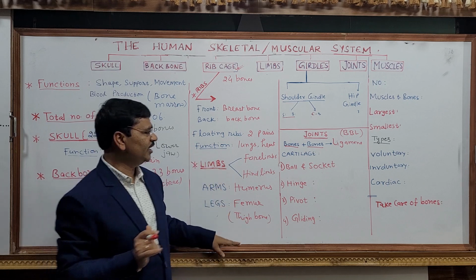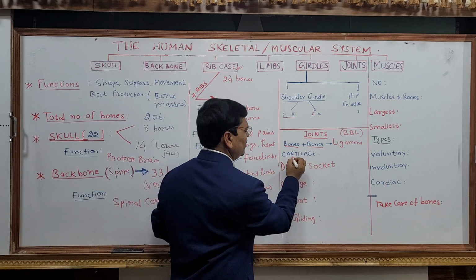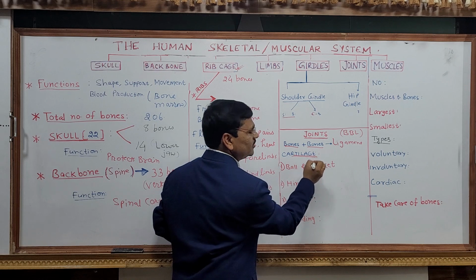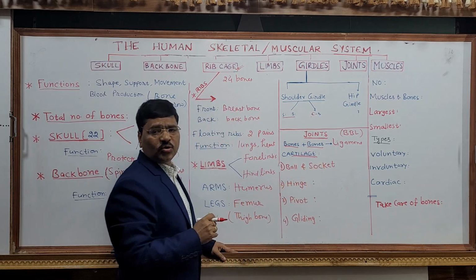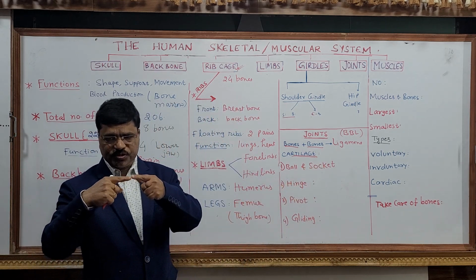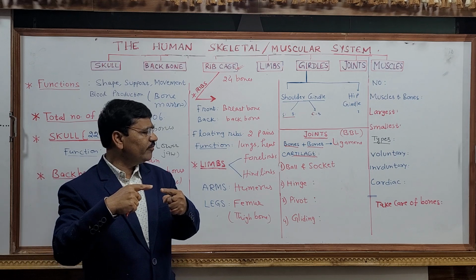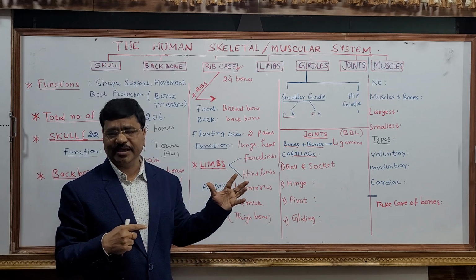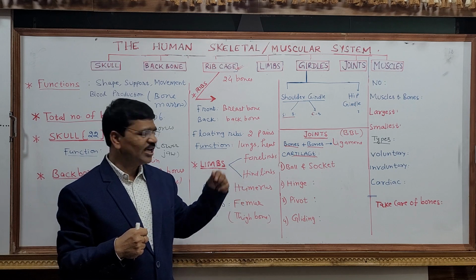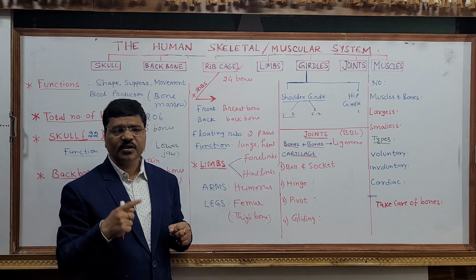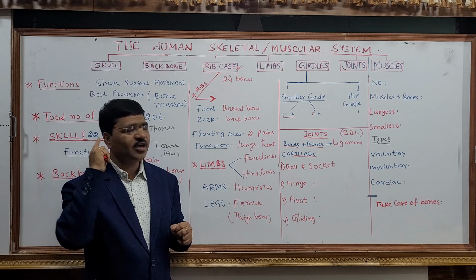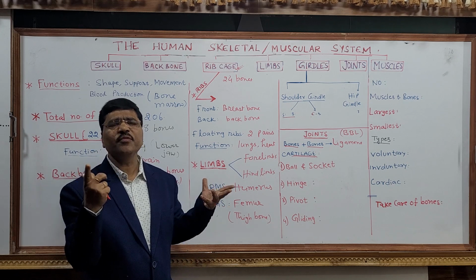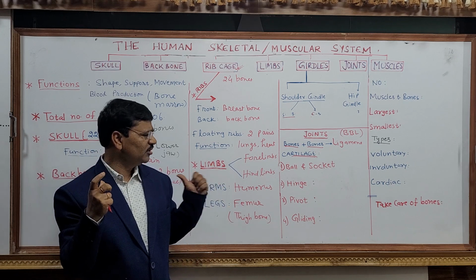Also at the joints there is a soft substance that is called cartilage, and this cartilage prevents the bones from damage. It is also found at the joint. This cartilage is also present in your ear and the nose. We can say that it is just like a very soft bone, cartilage.